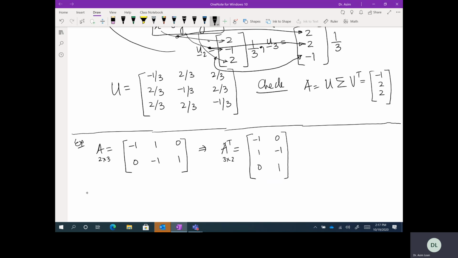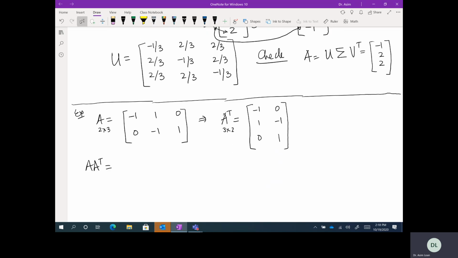So it's easier if I do AA transpose, and from AA transpose I can get some columns of U. So what is AA transpose? AA transpose is going to be a 2 by 2 matrix. So minus 1 plus 1, minus 1 to minus 1 is 1, 1 plus 1 is 2, 0, minus 1, minus 1, and obviously this is symmetric, so this is symmetric over here. So again 0, 1 plus 1, again 2 over here.